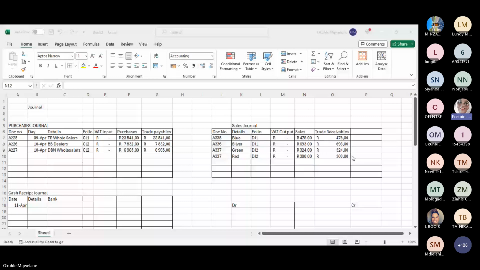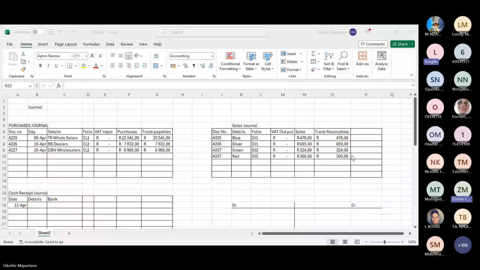Okay, the next one is goods sold on credit to red at 362 rand and to silver at 178 rand. Sorry. Does someone want to try and attempt that one?